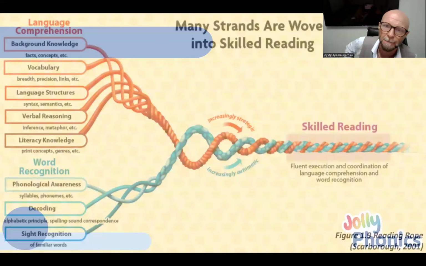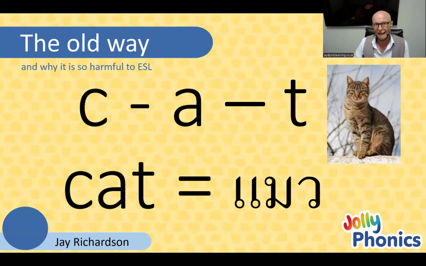Scarborough's Rope, look into it. Now, the old way, C-A-T, cat, is very negative for ESL, English as a Second Language learners. I'm not going to get into that too much today. It's not really the point, but it's a very bad way of teaching vocabulary for ESL. There are many more ways of doing vocab acquisition for ESL students.